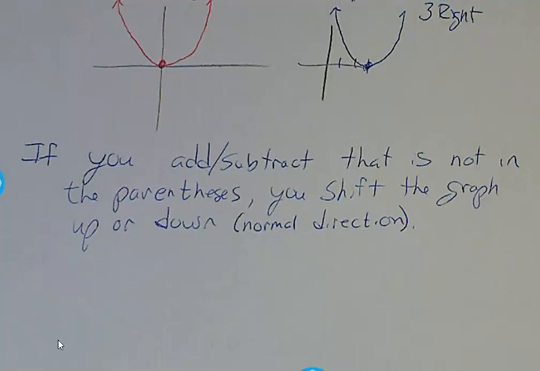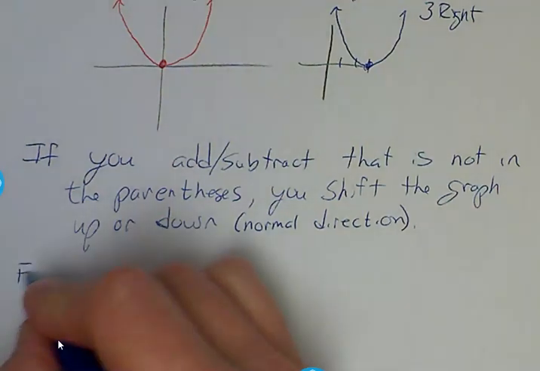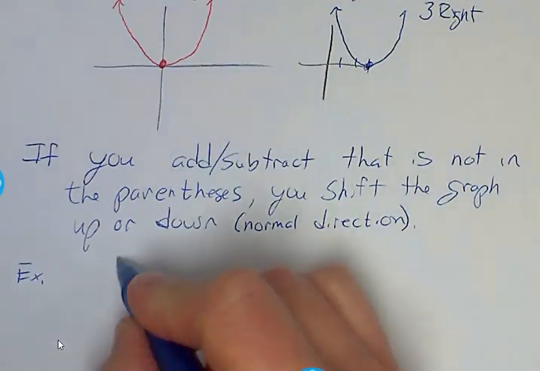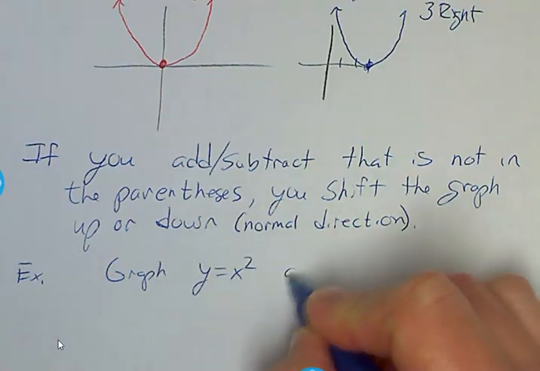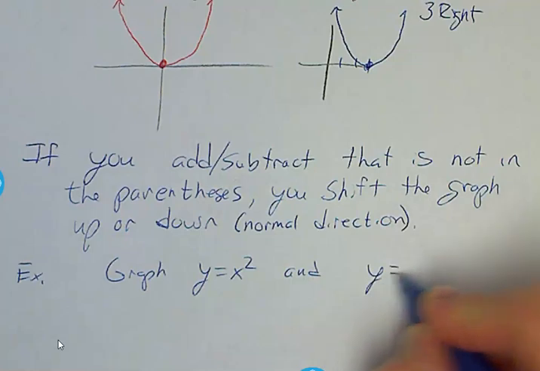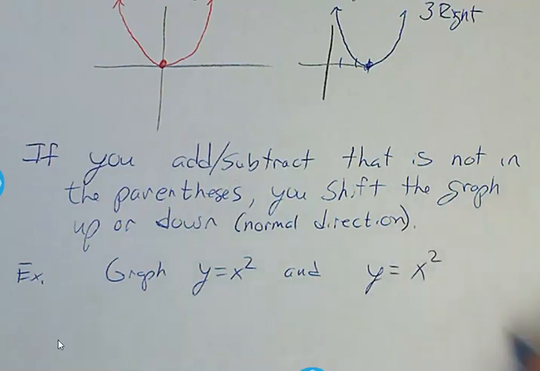Okay, now sometimes people get thrown off on this one a little bit because occasionally you'll get a problem. To show you real quick, let's say we graph y equals x squared, and then y equals x squared plus 4.